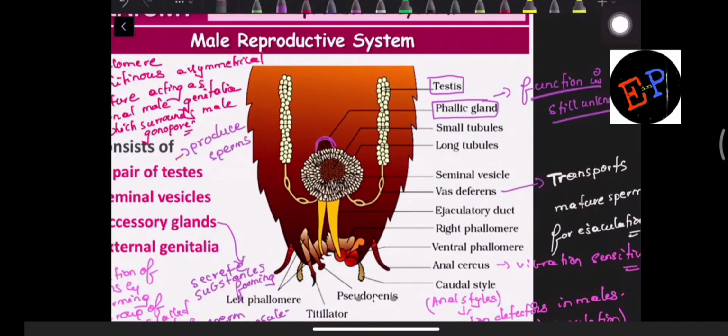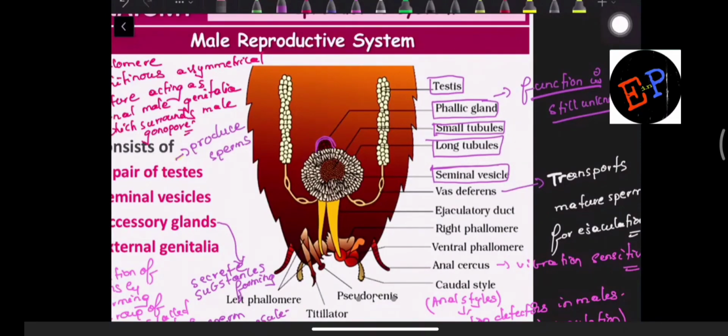Then there are small tubules present here in the seminal vesicle. Long tubules are also present in the same seminal vesicles. What is meant by seminal vesicle? This is the region where the storage and maintenance of sperm is done. Are you able to understand?